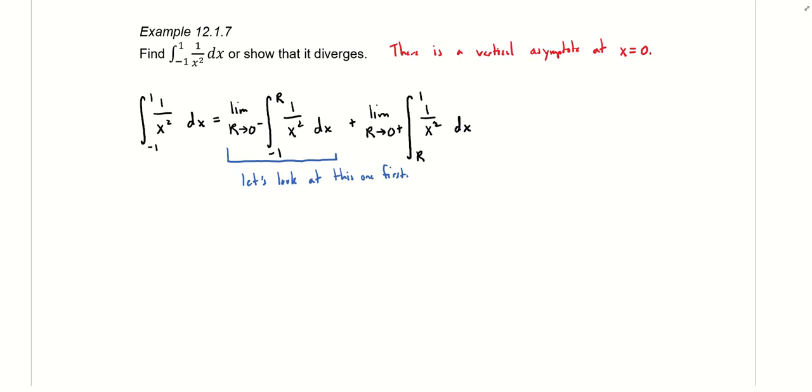Okay, so I'll keep writing this in blue. We're looking at the limit as r goes to 0 from the left of the integral from -1 to r of 1 over x squared. I'm going to rewrite that as x to the -2. Just again, because that makes it a little bit easier to take the integral.